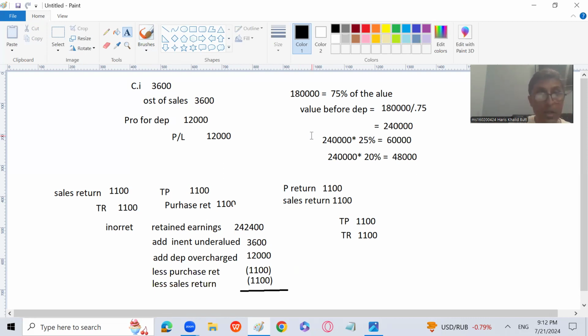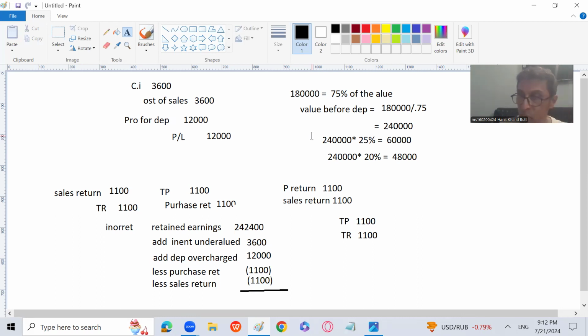One very important thing, sir: why are we subtracting purchase return and sales return? Any account regarding the income statement or profit and loss, if it is debited in the rectifying or correcting entry, will be subtracted. And if it is credited, it will be added. Like cost of sales and profit and loss account are credited, so they are added, right? And this purchase return and sales return are debited.